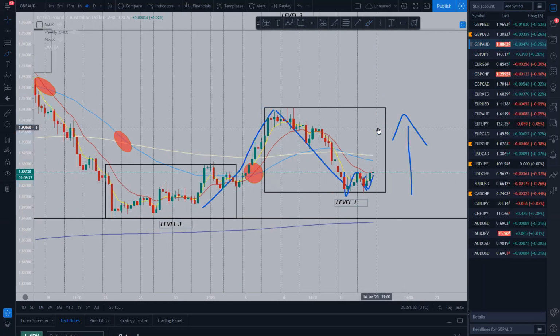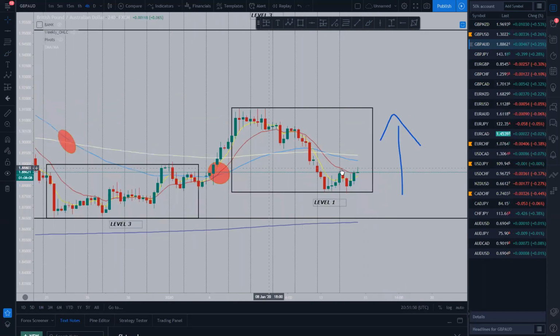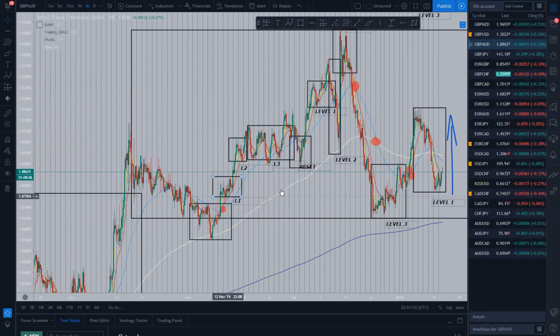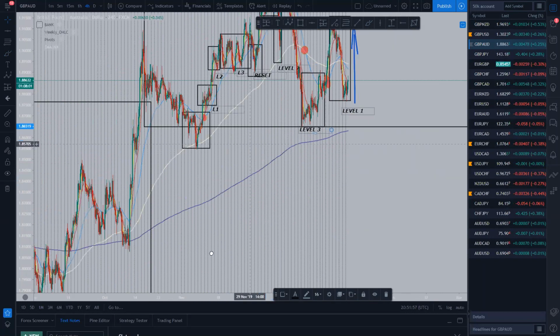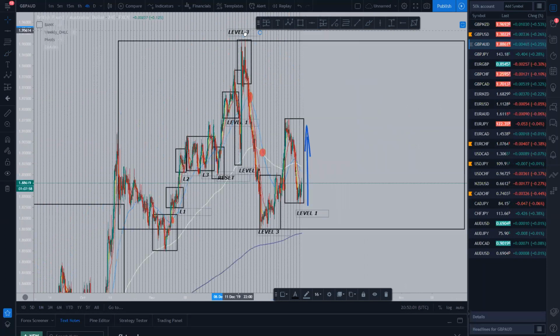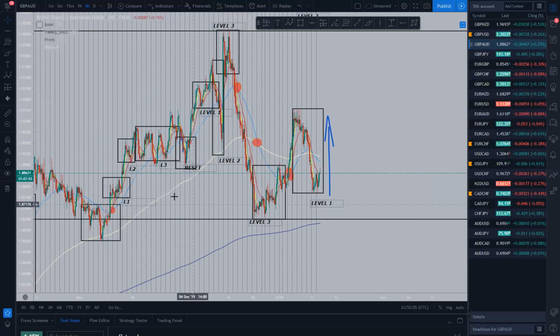But for me, the whole point of being able to identify levels is to have a bias. I want a directional bias. I want to know what is the ideal direction for me to trade in, to look for opportunities in. Now, on the H4, the 4 hours, I'm in level 1. On the daily, I'm in level 3. So do you see how the levels differ depending on what time frame you're on? But that's fine, they feed into each other.